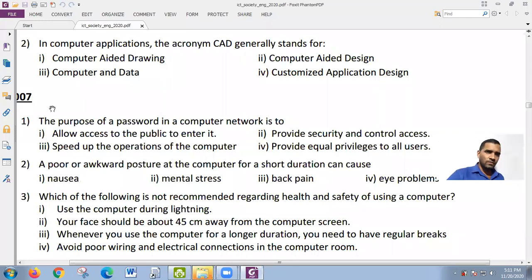That is not related to the last unit, but better take it. In computer applications, the acronym CAD generally stands for what? CAD, computer aided drawing, the first one. That is not actually in your syllabus. I think this is old. This is an ICT contribution. CAD, computer aided drawing.